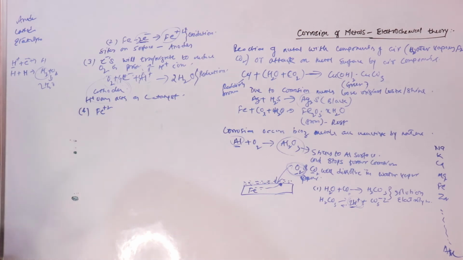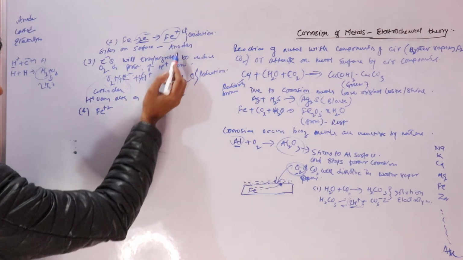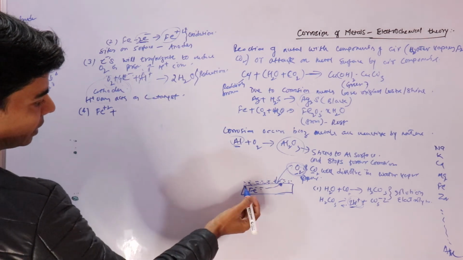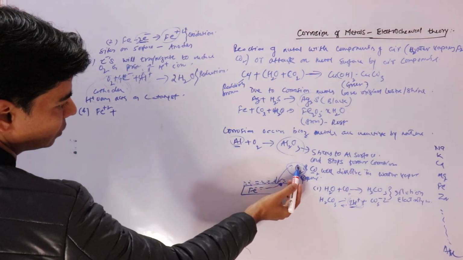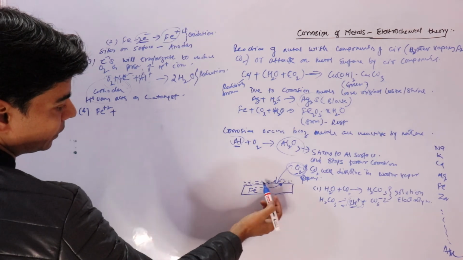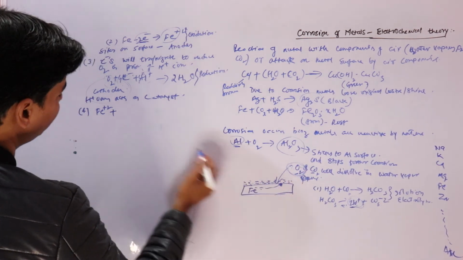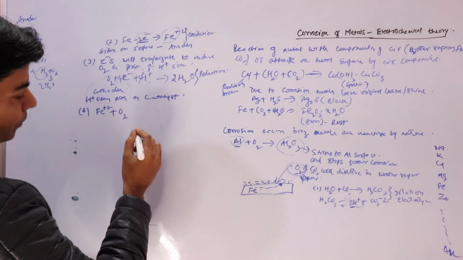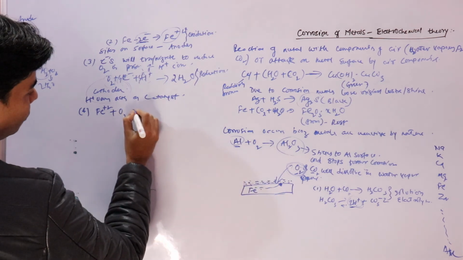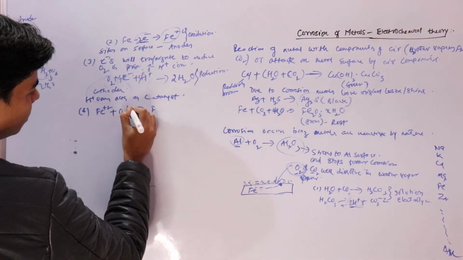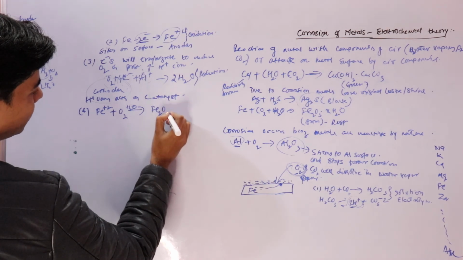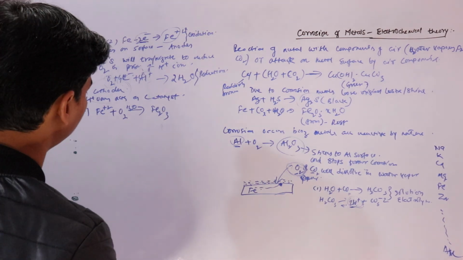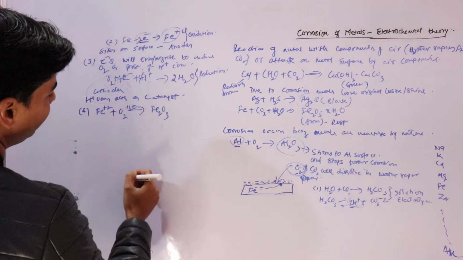So now we have ferrous ions, and in the presence of dissolved oxygen, ferrous ions react with dissolved oxygen to form ferric oxide. Ferrous ions get formed on the surface of this metal. We have water vapor here, and we have dissolved oxygen in the water vapor. So ferrous ions will react with oxygen from the air, or which is dissolved here, in the presence of water, to form Fe2O3.